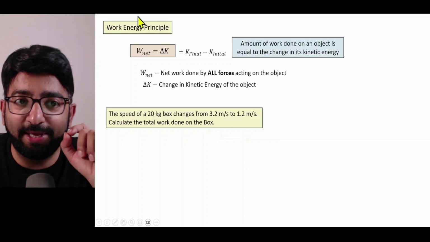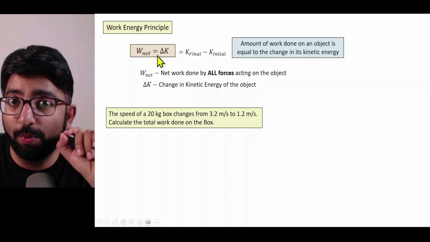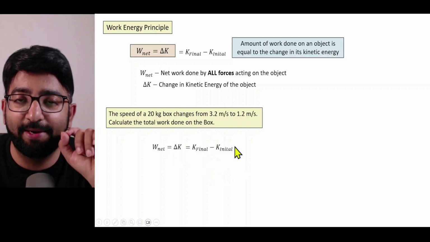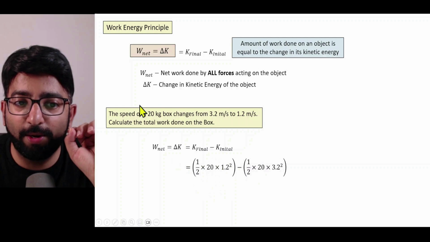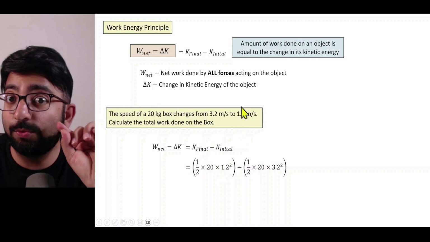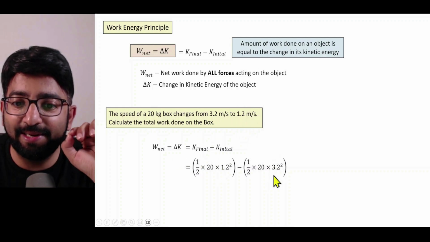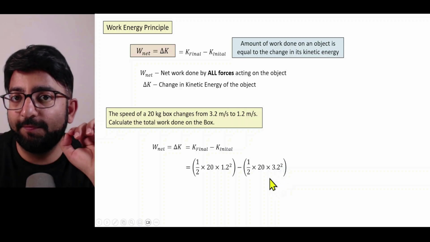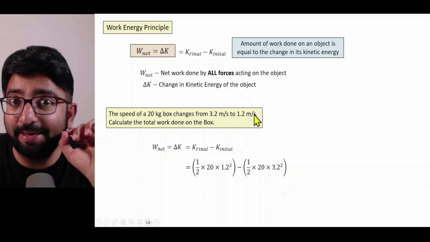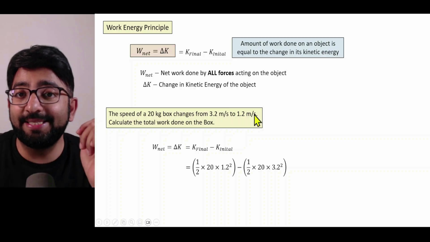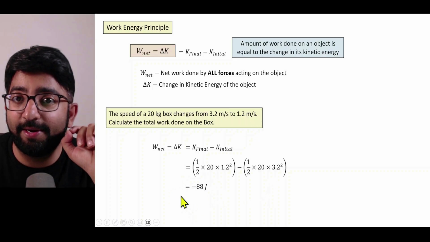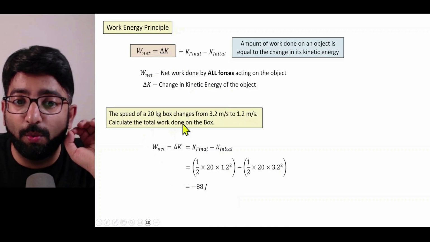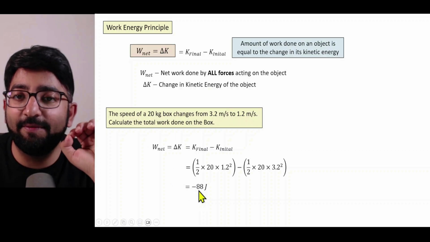This is where we use the second formula for work done, which is total work done is equal to the change in kinetic energy. So in this case, the final kinetic energy is half mv square, mass is 20, but the speed is 1.2 finally. Initially, the speed was 3.2. So if you analyze, the speed is decreasing, which means the object is decelerating. And then if you simplify, we will get negative 88. And we can say that the total work done on the box is negative 88 joules.